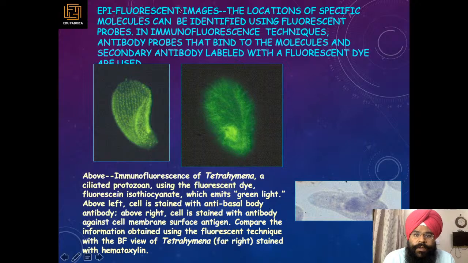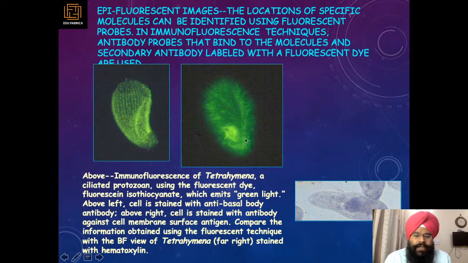So these are the epifluorescent images. The location of specific molecules can be found. Here we can see immunofluorescence of Tetrahymena, a ciliated protozoan. We use a fluorescent dye, fluorescein isothiocyanate, that is FITC in the short form, which emits green light.